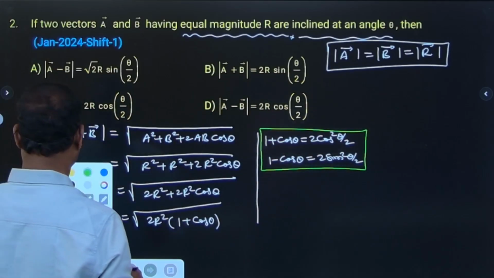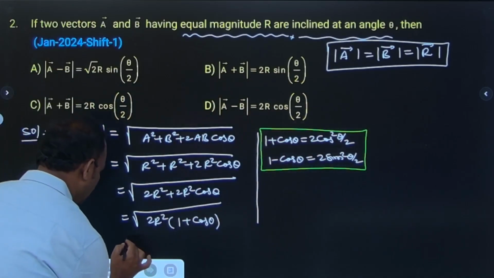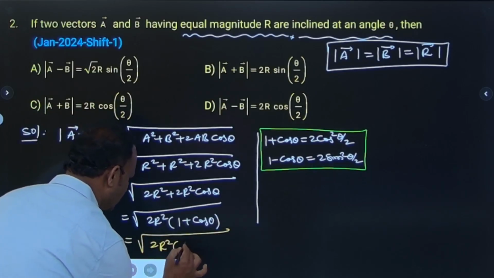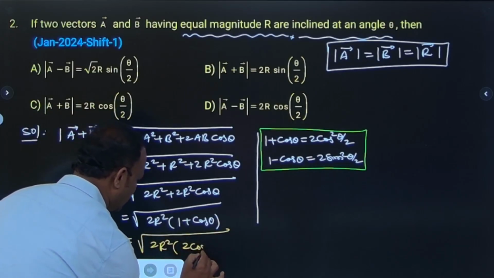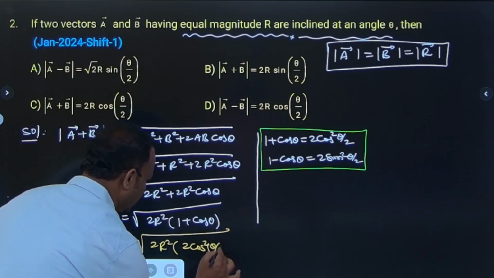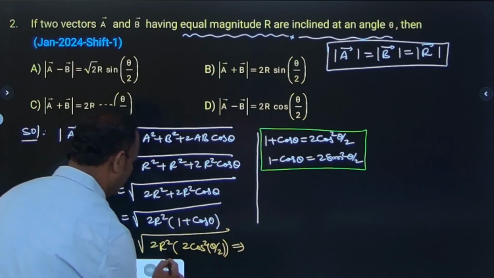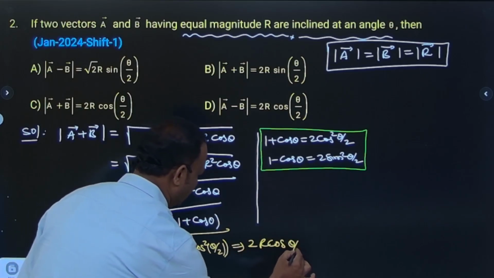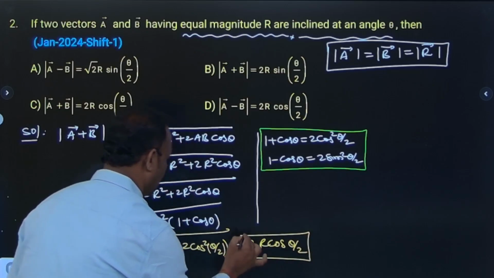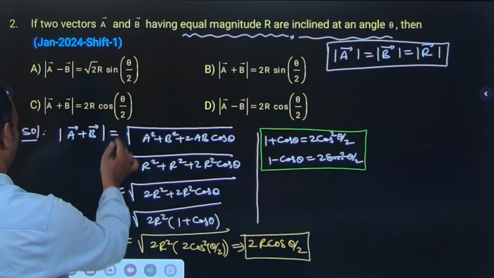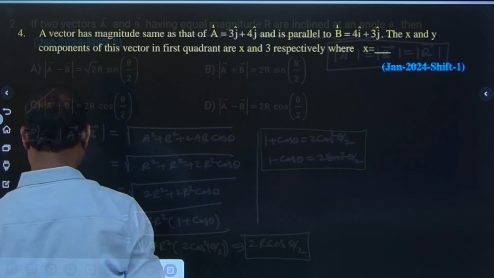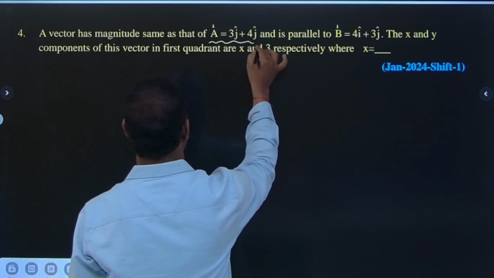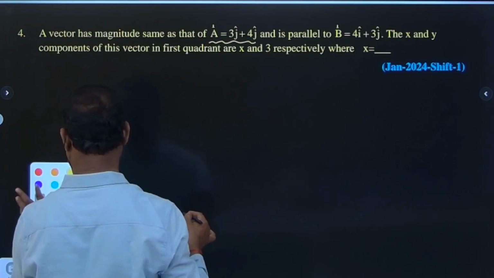So now we are substituting. This is equal to the square root of 2r square times 1 plus cos theta, which is 2 cos square theta by 2. This will be 2r cos theta by 2. So the answer is C.